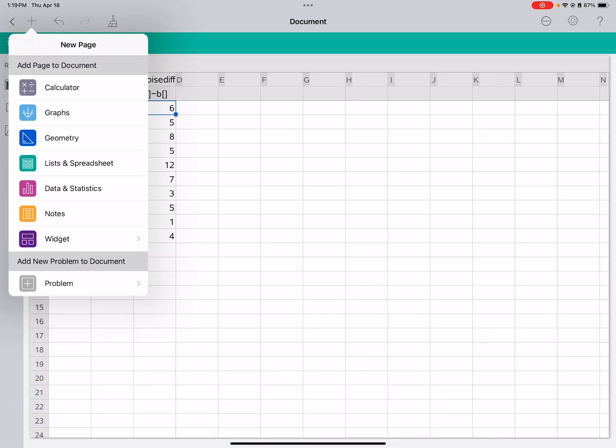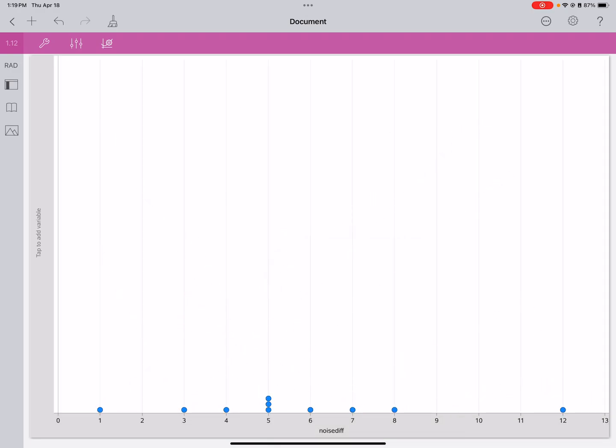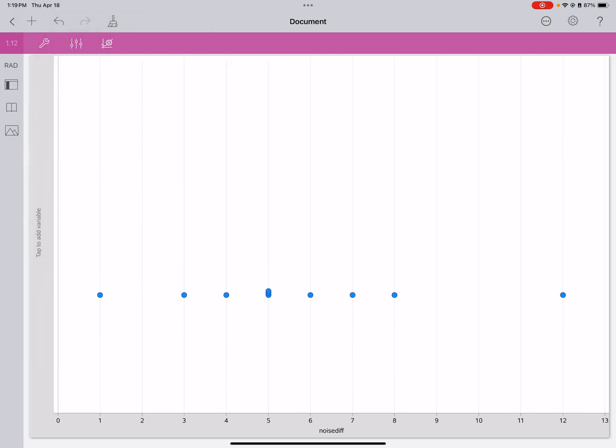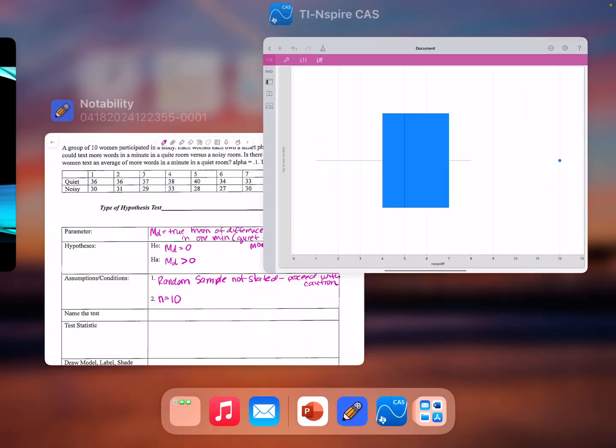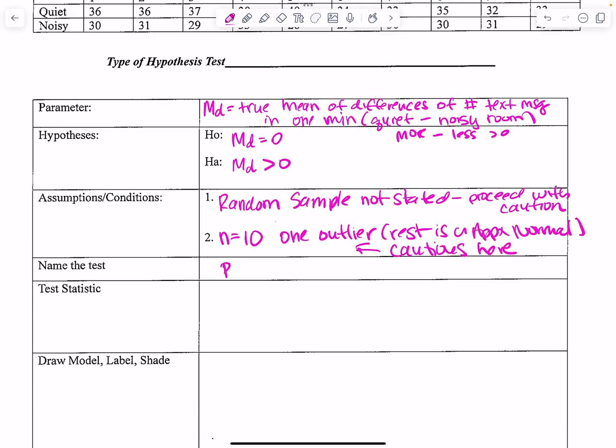So let's check the graph. We're going to go to data statistic, noise diff. And we see it looks like we've got one guy that is an outlier. And in fact, if we do a plot and we look at a box plot, indeed it is an outlier. So we have to be careful on that one too. So we have one outlier, and everything else is symmetric, approximately normal. But we're also going to be cautious here because of the outlier. This test is called a paired t-test.